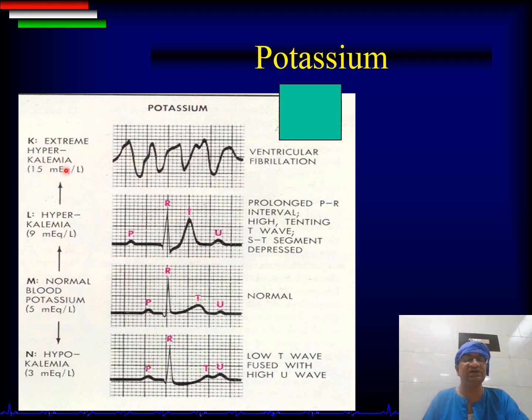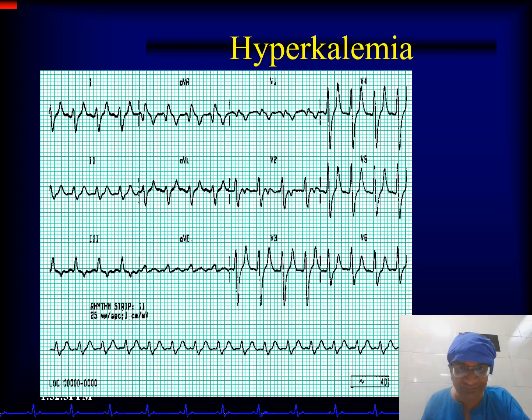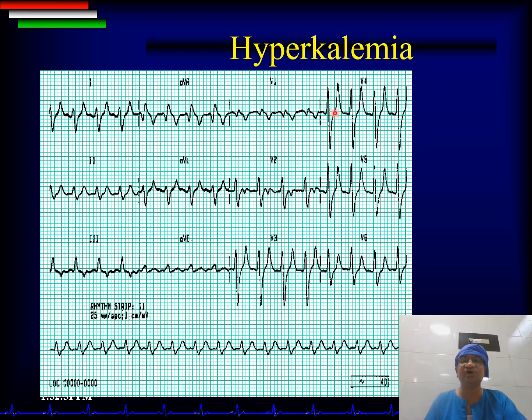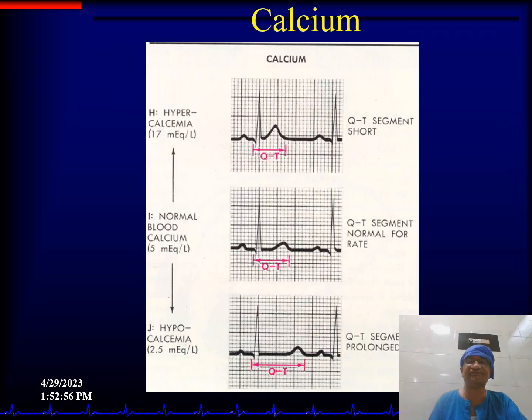Now you see, this is extreme, around 15 millimeters. Only ventricular fibrillation is there. So potassium is around 9. There you can see the PR interval is prolonged, with peaked T waves. And here you can see the potassium is normal. PR interval is normal, QRS is normal, T followed by a smaller U. Slowly you see the T wave is merging and the U wave is becoming bigger. This is hyperkalemia, tall peaked T waves, short PR intervals.